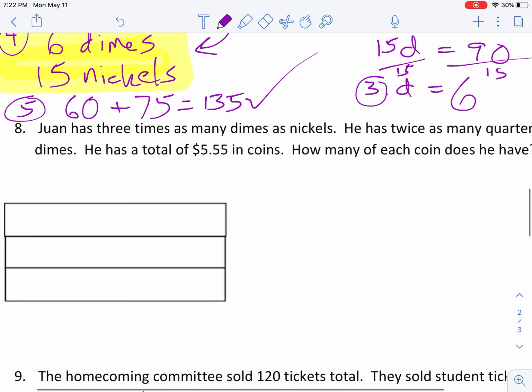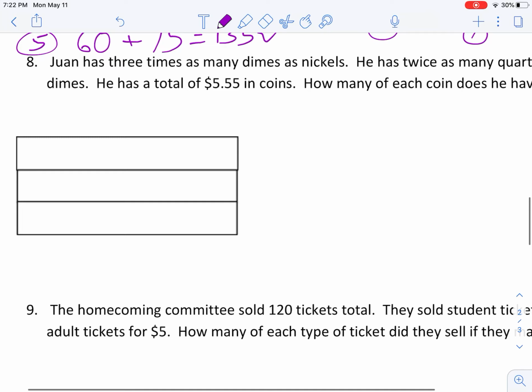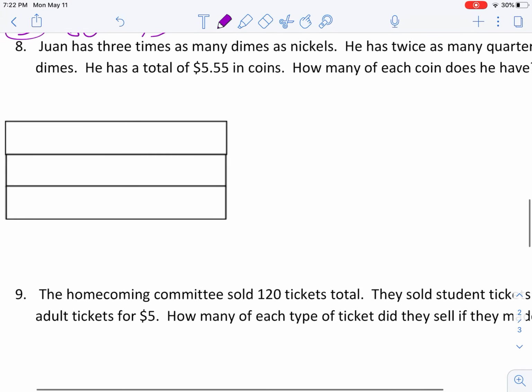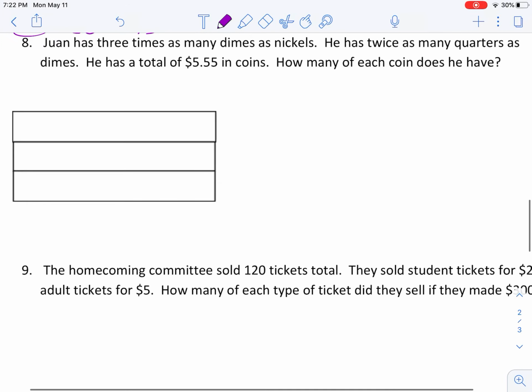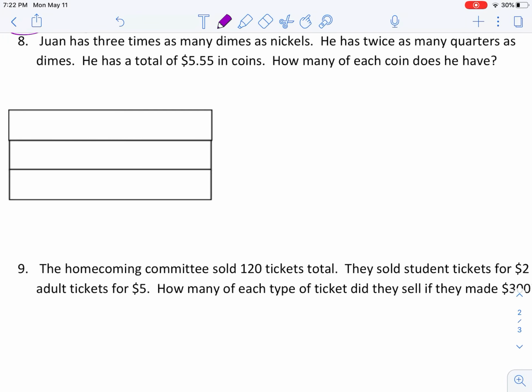All right. Now let's look at Juan. Juan has 3 times as many dimes as nickels. He has twice as many quarters as dimes. Wow. Okay, so we're going to have number of nickels, number of dimes, the number of quarters.